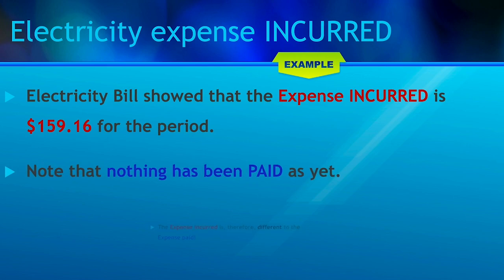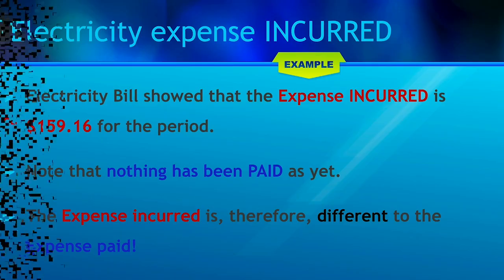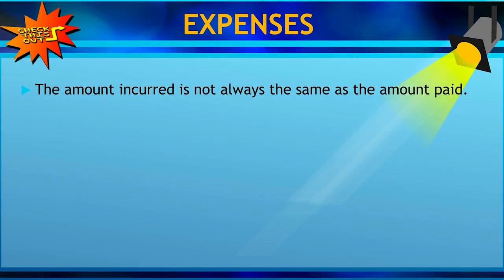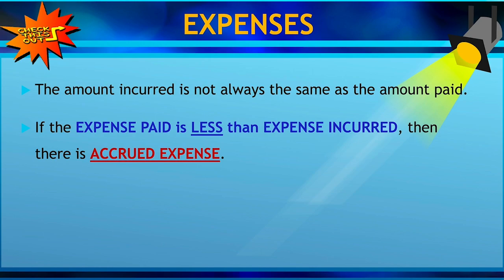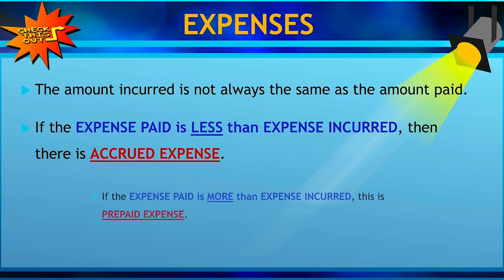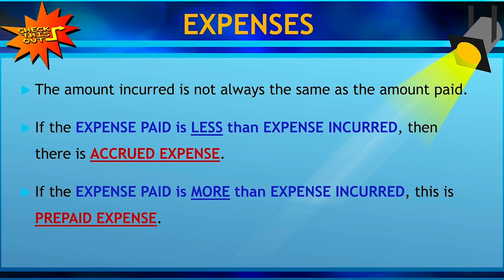So because the amount incurred is not always the same as the amount paid, if you have paid less than incurred, then you have what is called an accrued expense. So just repeating that, if you pay less than the amount that was incurred, you have an adjustment called an accrued expense. If, however, you pay more than the expense incurred, this is called a prepaid expense. So accrued expense is when you pay less, and prepaid expense is when you pay more.